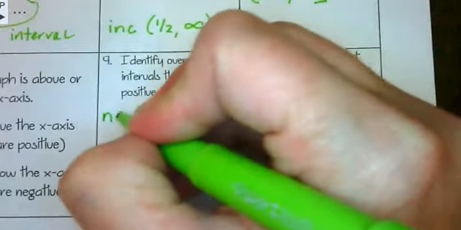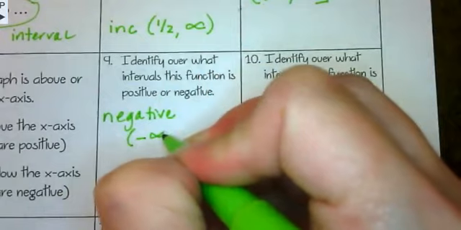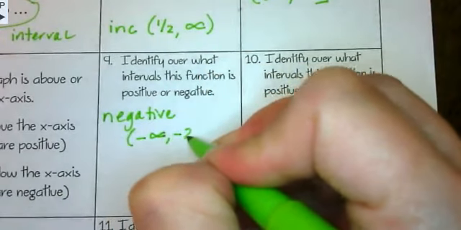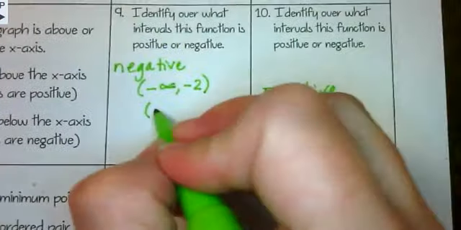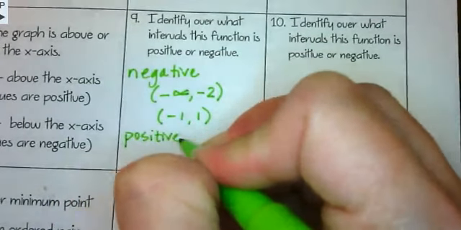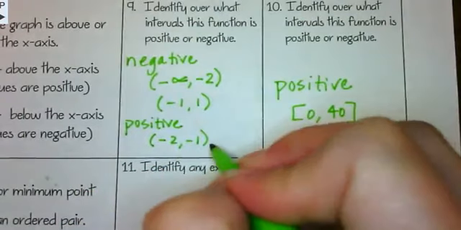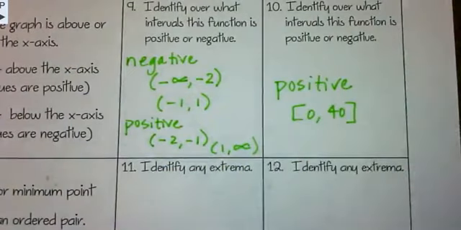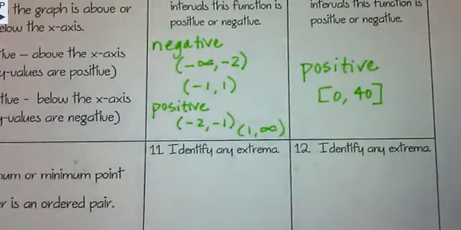So it was negative from negative infinity until negative 2. And then it was below again from negative 1 to positive 1. Then our function was positive, which meant the y's were positive, from negative 2 to negative 1, and then from 1 to infinity. So again, we're just talking about the x values when we write when the function is positive or negative.